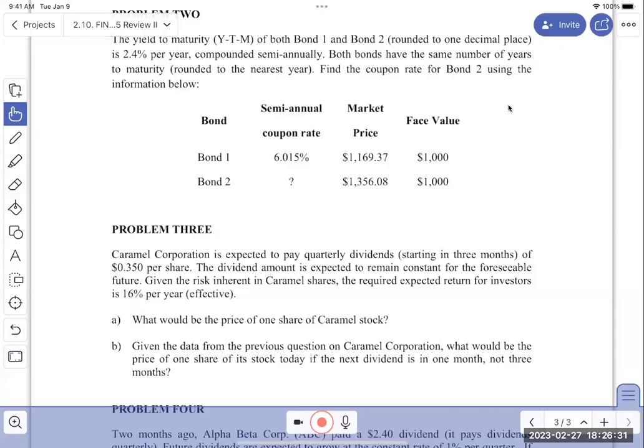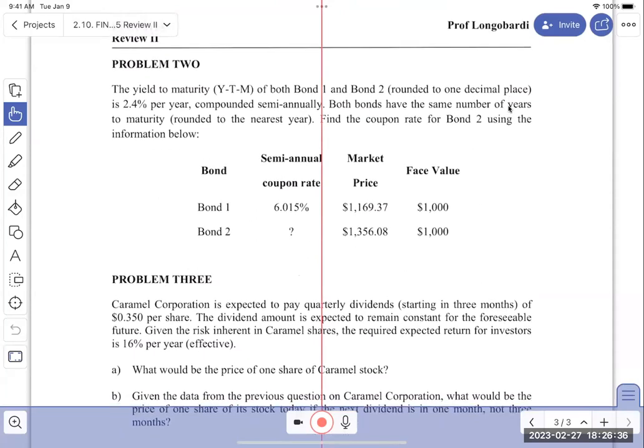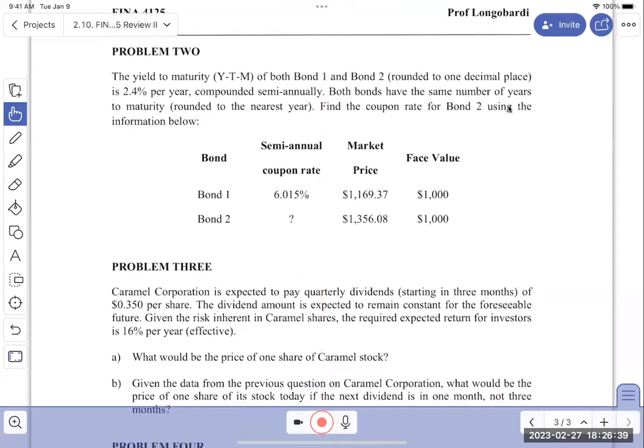So we're going to begin with problem two of review one, section two. Here you have two bonds with the same number of years to maturity, and they've given you all this information that includes rates as stated rates. So those need to be converted to be interpreted. We want to find the coupon rate of the semi-annual bond. They both have the same yield to maturity.